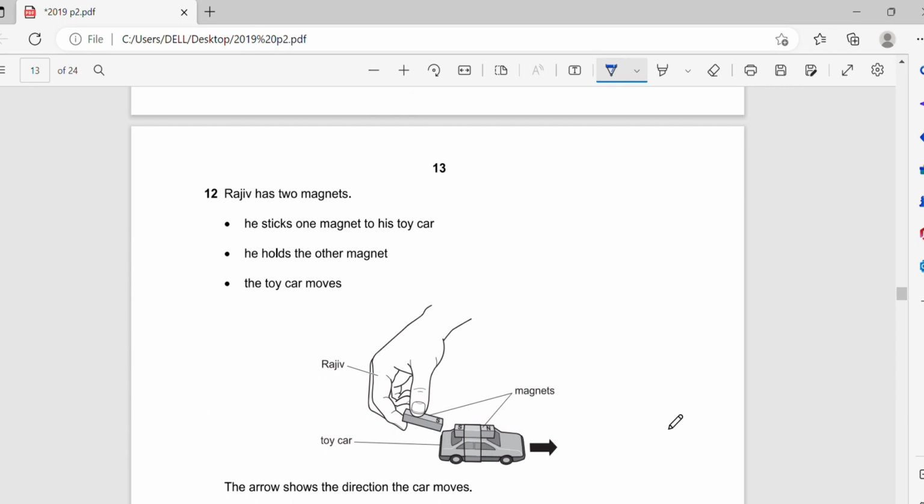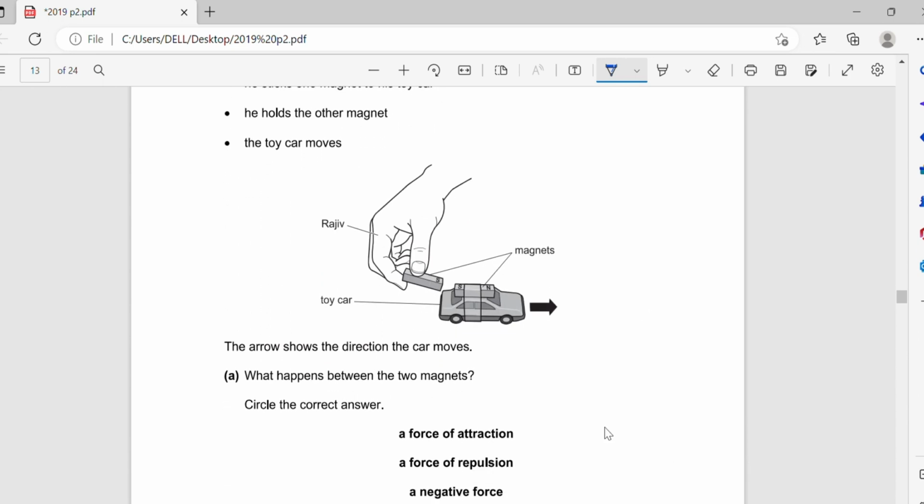Rajiv has two magnets. He sticks one magnet to his toy car. He holds the other magnet. The toy car moves. يبقى عندي هنا this is the toy car. وعندي هنا magnet on the top of the car. عندي south and north. And here he has another magnet he is holding. The arrow shows the direction the car moves. يبقى the car is moving here to the right side. What happens between the two magnets when we hold the south pole facing the south pole? Which kind of force? Great, repulsion. يبقى force of repulsion. فهيحصل هنا repulsion the car will move forward.